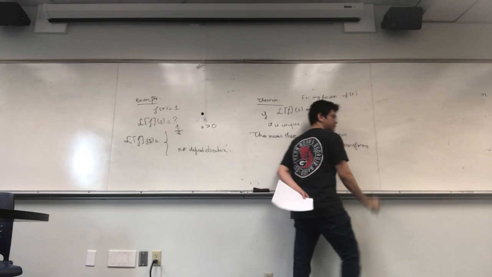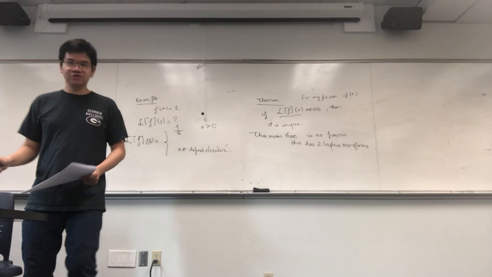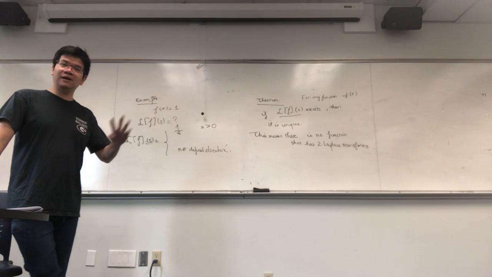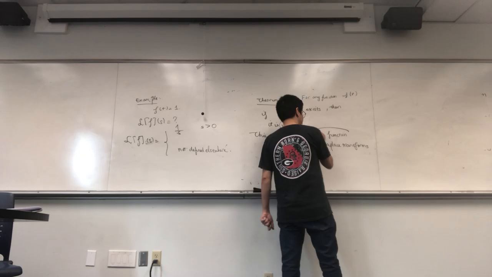So if I give you a function and you say that okay, there is a Laplace transform at this point s of this function, then this one has to be unique. You don't have two Laplace transforms of one function. All right. So the Laplace transform is always unique because you cannot find two Laplace transforms for one function. Right, so there is no function with two Laplace transforms.